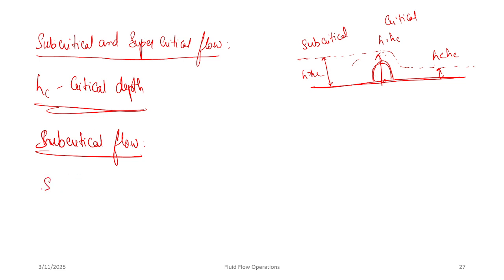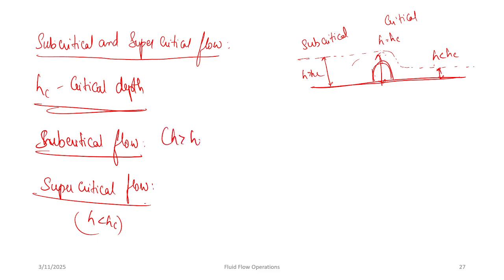And then we have supercritical flow. Okay. So when the water depth is shallower than Hc, that means h will be smaller than Hc, in that case velocity will be larger than the traveling velocity of the long wave. And this type of flow is called rapid flow or supercritical flow.